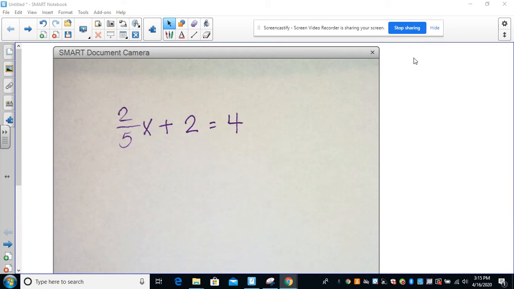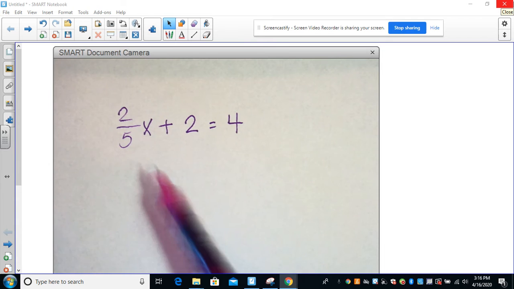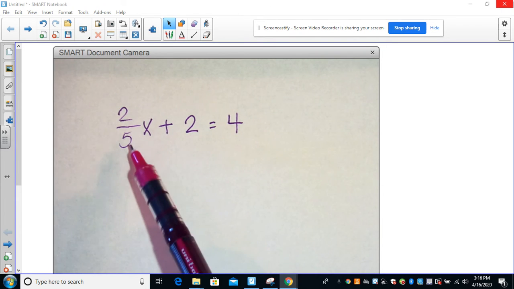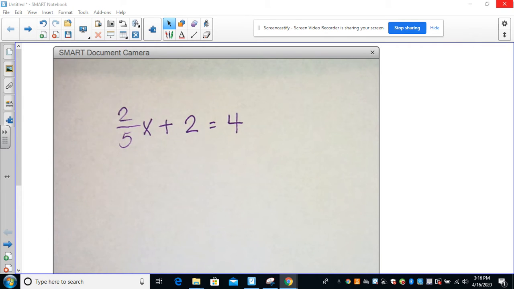So today I want to look at solving multi-step equations, except I want to address the fact that when you see fractions, I don't want you to panic or freak out. Understand the steps that you can do to make it simpler for yourself. So when you have an equation like this, I know a lot of students see this 2/5 and automatically get anxiety because there's a fraction.